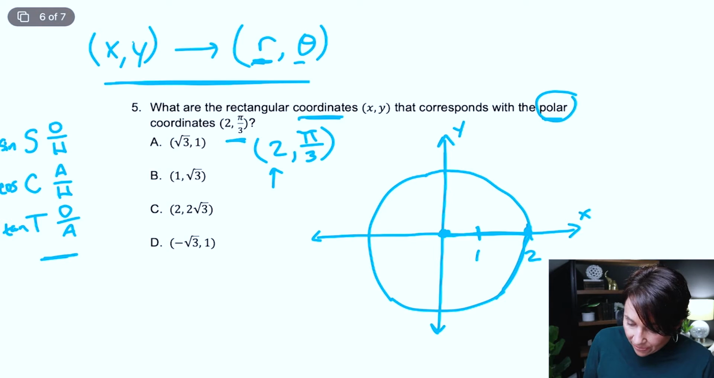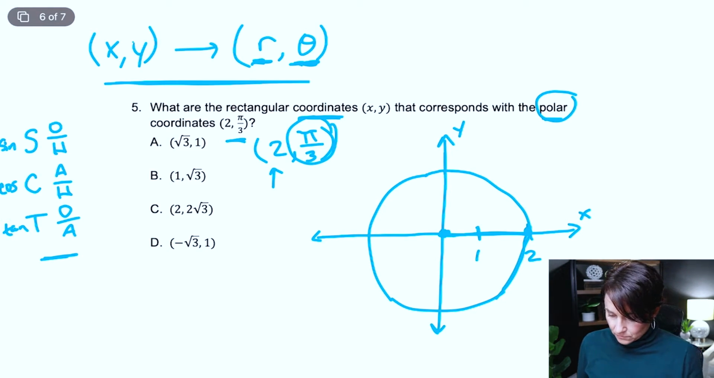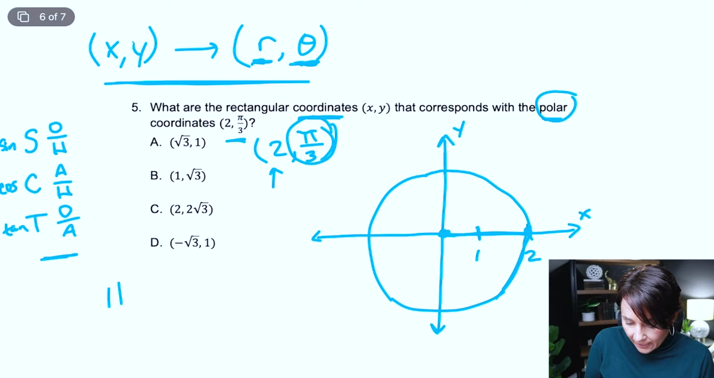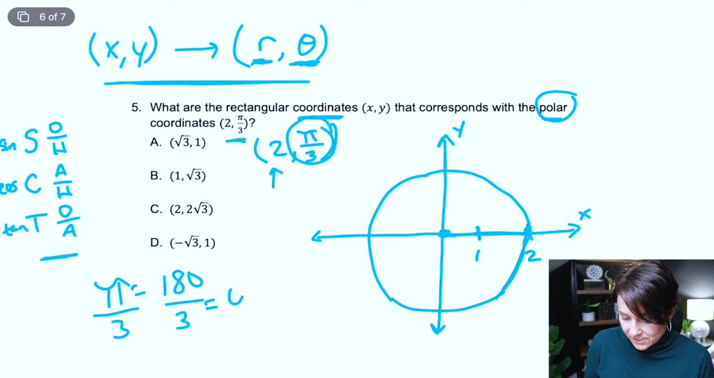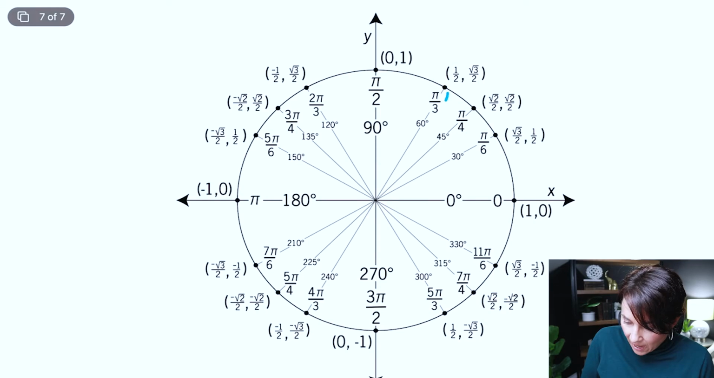Now, let's talk about theta here. Theta is the angle, which is this here. When we talk about pi divided by 3, pi represents 180 degrees. So I'm essentially saying 180 divided by 3, which is 60. If you need more clarification on that, let's go to our unit circle, and you can see here, pi over 3 is 60 degrees.